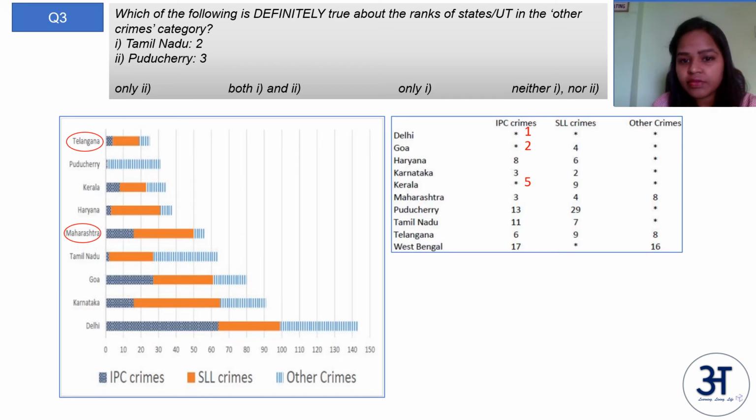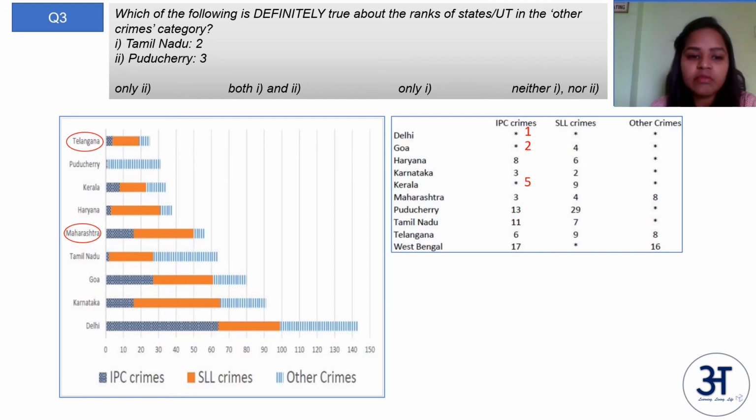So I have Maharashtra and Telangana, and I have their rank as 8, right? That means there are 7 states or UTs which are higher in number of crimes than these 2 states. So I will see if all 7 are there in this table. If all 7 are there in this table, my job becomes very easy, right? So let me see first.